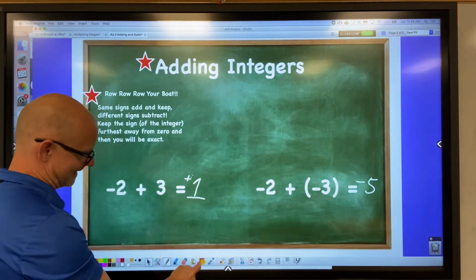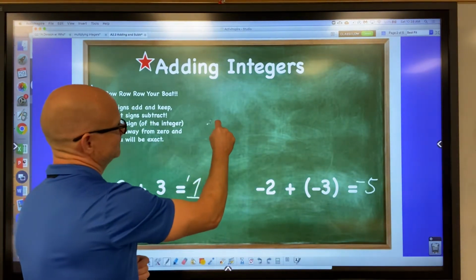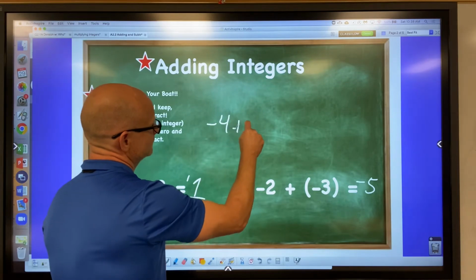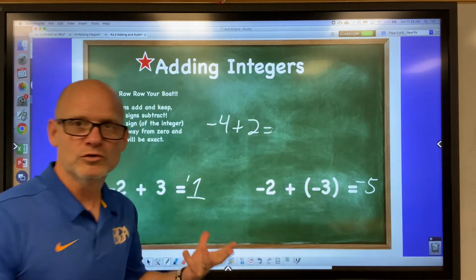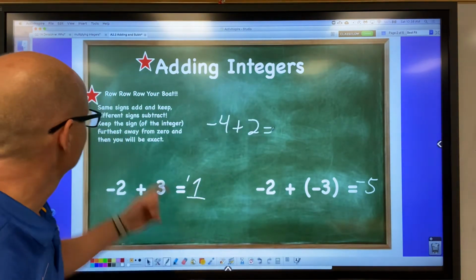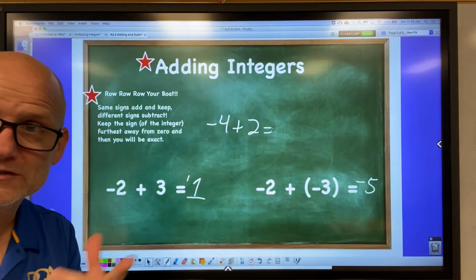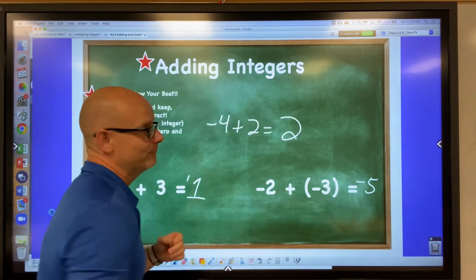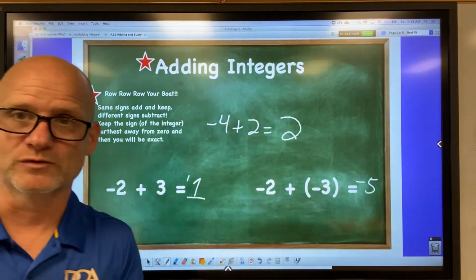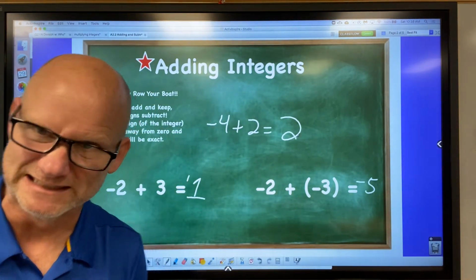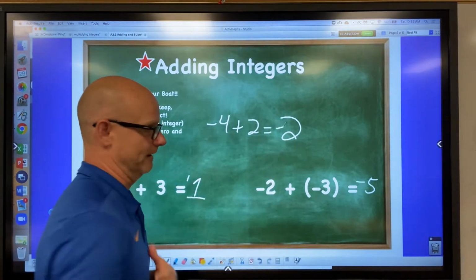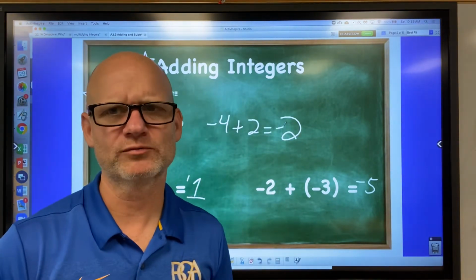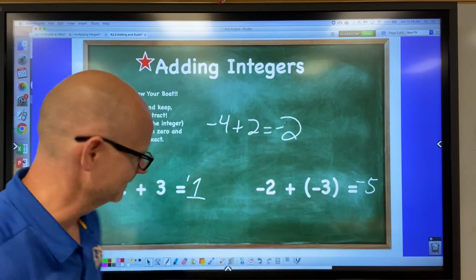So another example, if I had something like this, -4 plus 2, well, row, row, row your boat, go by that. Same signs, add and keep, different signs, subtract. So we subtract because they're different signs, okay? But then you keep the sign that's furthest away from 0. Got it? Yes, so this would be a negative. Okay, I think we got that. Adding integers is pretty easy, not too difficult to understand.